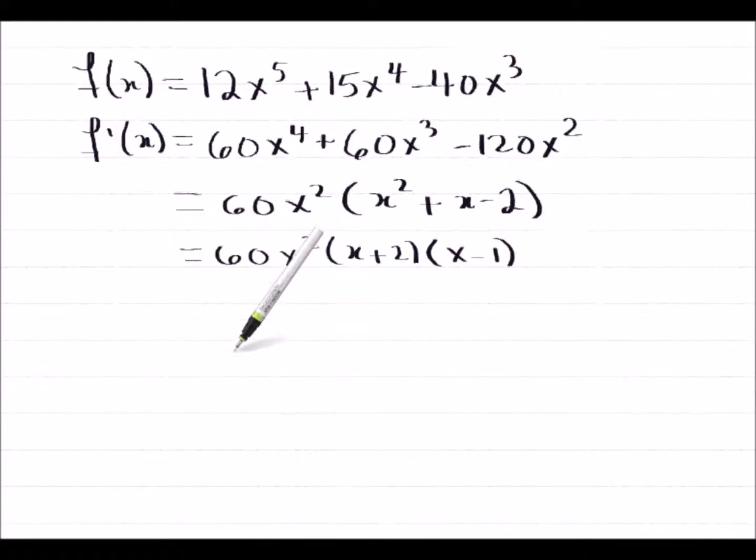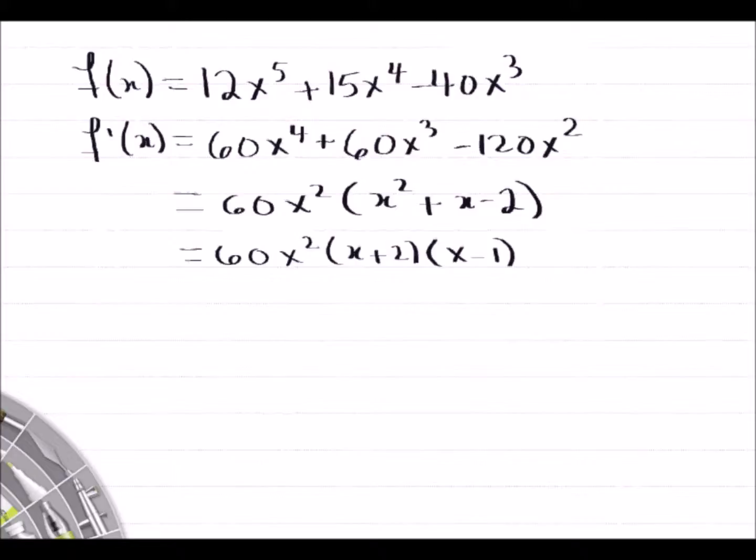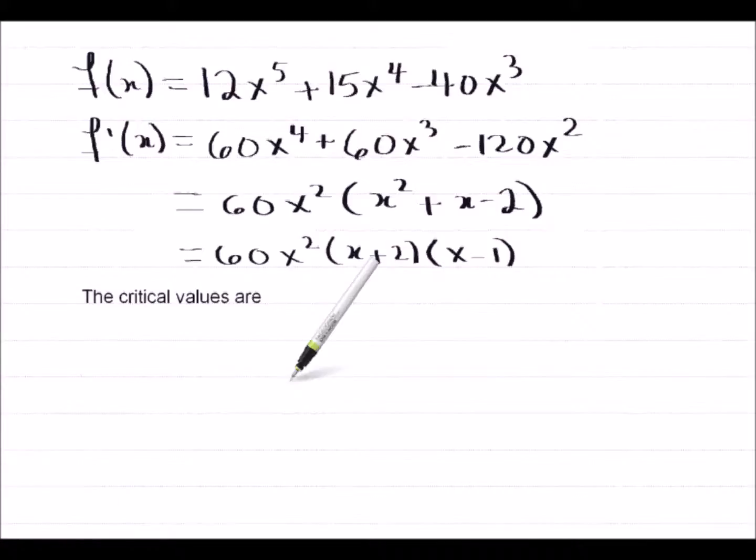Now we can write down what the critical values are. The critical values are what? They are the values that make f prime equal to 0. F prime will be equal to 0 if its factors are equal to 0. So that's if 60x^2 is equal to 0, well, that occurs if x equals 0. x plus 2 is equal to 0 if x is minus 2, and x minus 1 is 0 if x equals 1.